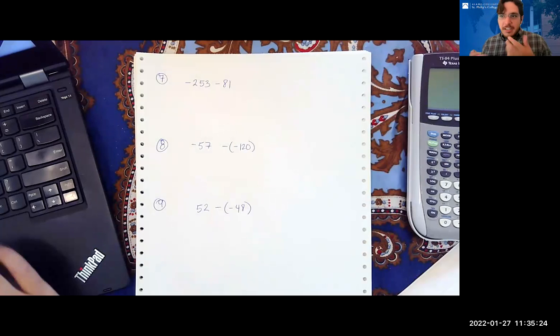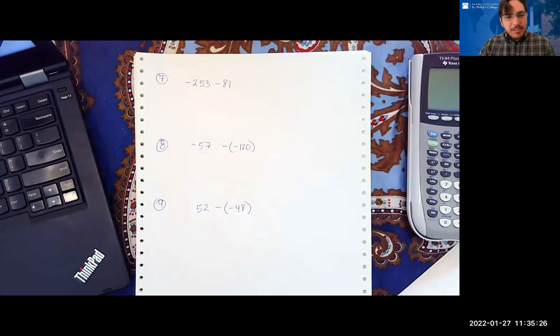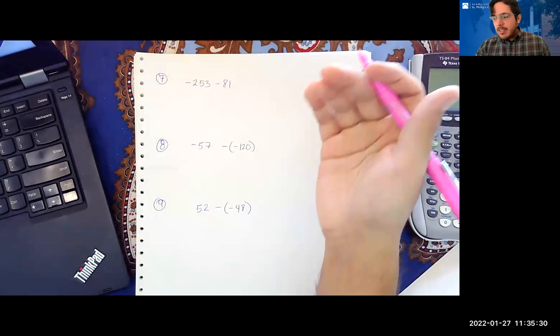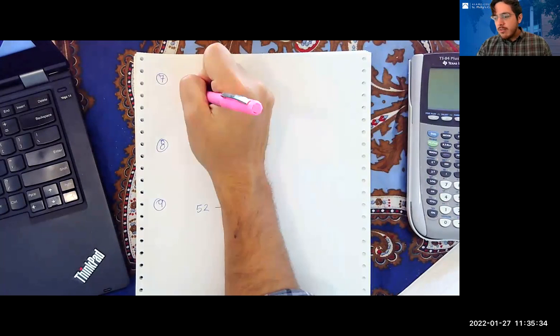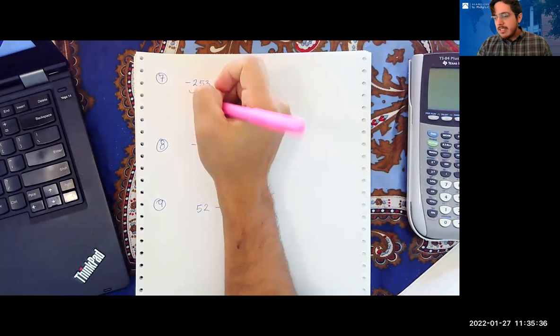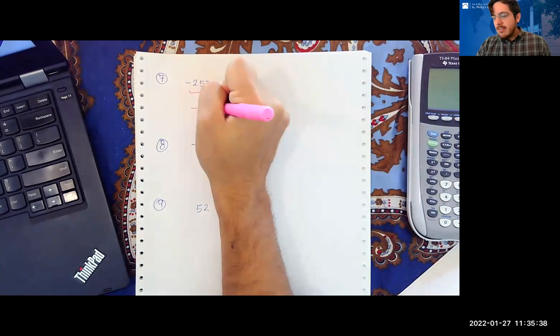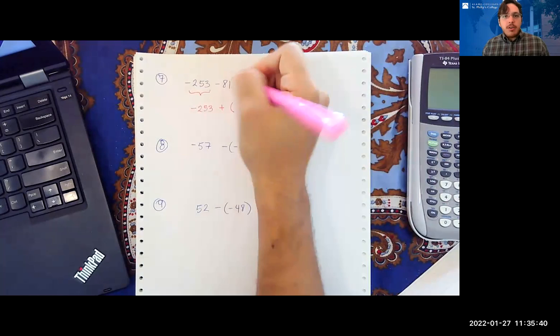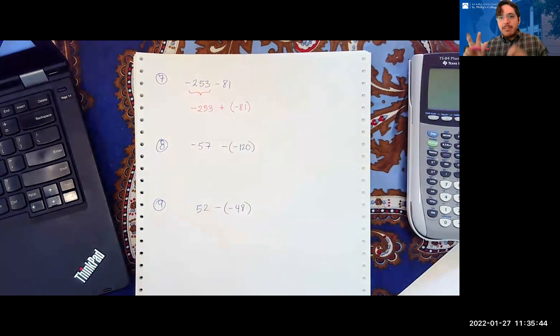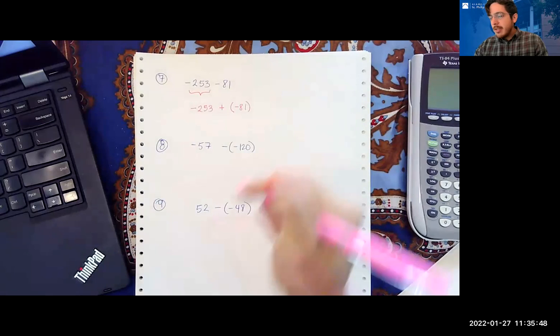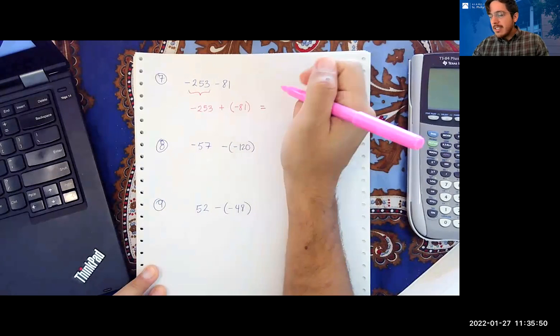Looks good. I'm gonna go ahead and run through them just so that we can compare our answers, see if we got the same thing. So I'm gonna go ahead and do keep change change here. So I'm gonna keep this as negative 253 plus, I'm gonna switch this to the opposite of negative 81. Then I know I'm adding numbers with the same sign, so I should be getting a larger negative number here. So what I'm really doing, let me go ahead and draw a little arrow here so I can stack these numbers.